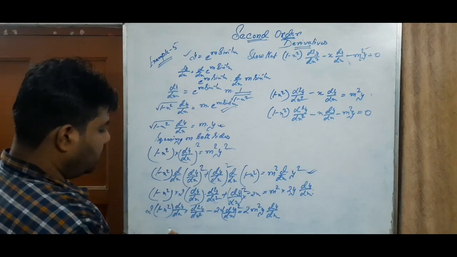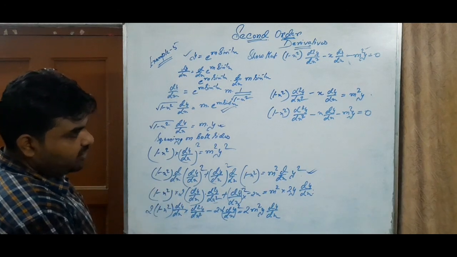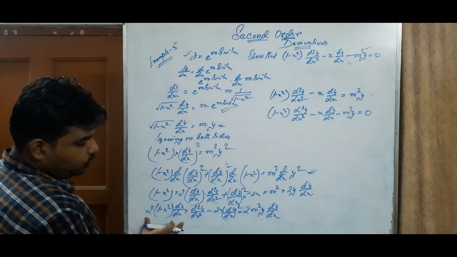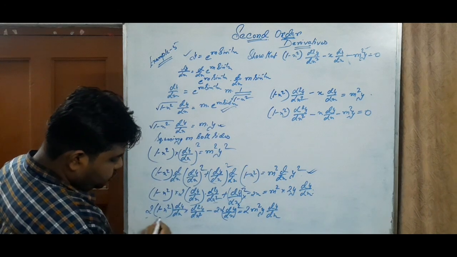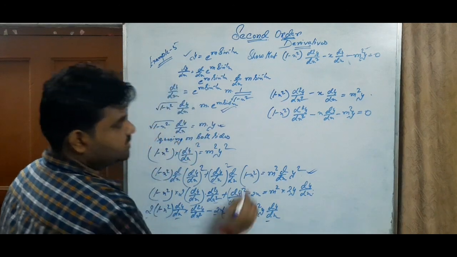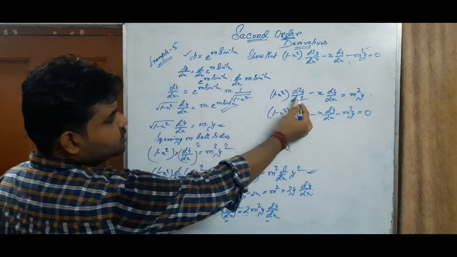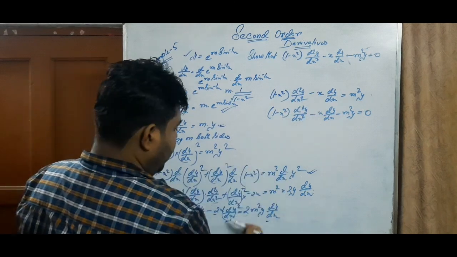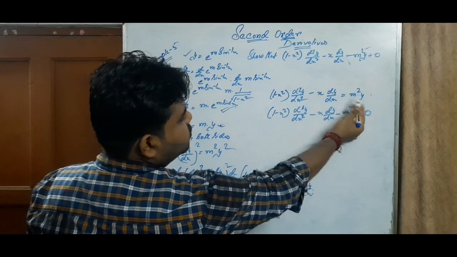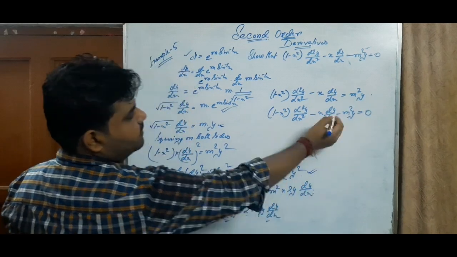Now we have to divide both sides by 2 dy by dx. That is 1 minus x square d2y by dx square minus x dy by dx equals m square y. So just transfer m square y to the left hand side, and that is proved.